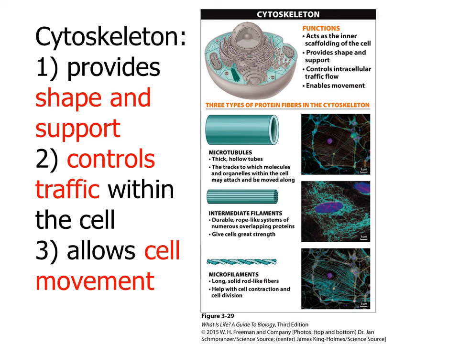And that's to help, number one, to provide shape and support for the cell. Number two, it controls the traffic within the cell. The cell is actually jam-packed full of stuff, and things have to get from place to place, so those microtubules are particularly important for number two. And then number three is cell movement, so allowing the entire cell to move.